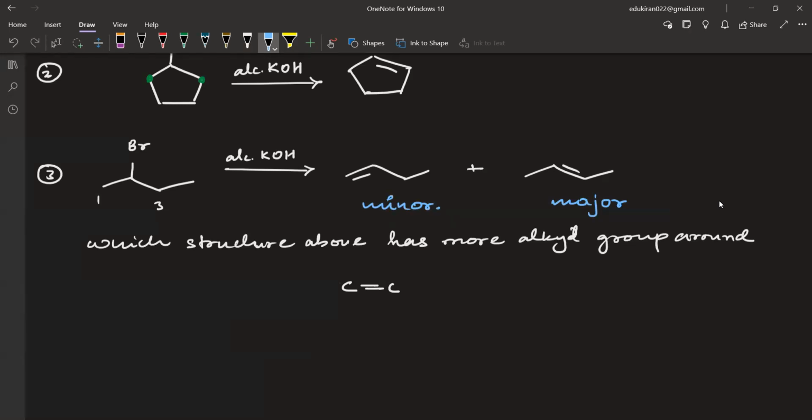ये याद रहेगा? Yes or no? Please tell me. Yes. Which alkene will you prefer? You will prefer the alkene which is more substituted. It has more alkyl groups around it. The reason जो भी है वो बाद में लिखाएंगे.